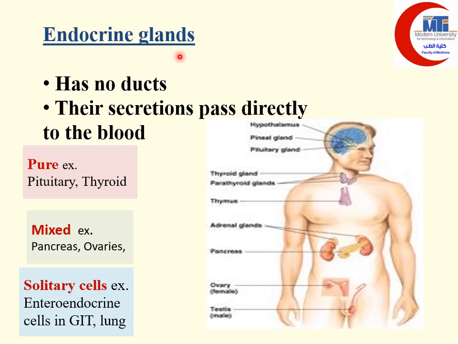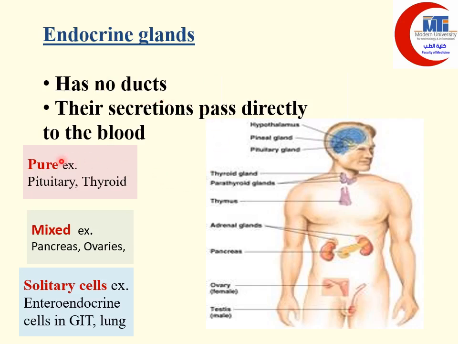Endocrine glands. Endocrine means that these glands have no ducts, and their secretion passes directly to the blood through fenestrated blood capillaries. So the cells of these endocrine glands must be surrounded by fenestrated blood capillaries to take the secretion directly to the blood circulation. And these cells have no ducts.